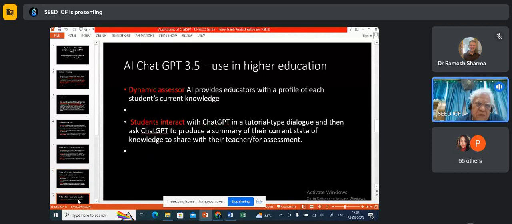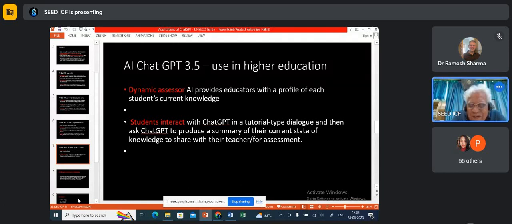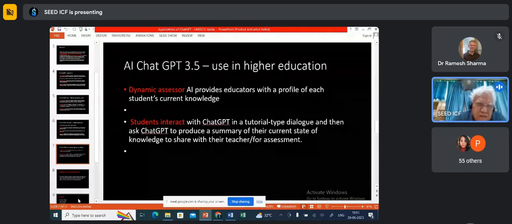Now, coming to the issue of the dynamic assessor, the AI provides the educator with the profile of each student's current knowledge. You know, we had just a kind of glimpse of the student when we were talking. This dynamic assessor can assess every student. It could be individual student based, and that can provide the student's current knowledge level, and then you start after that level and start discussing. This is where the dynamic assessment works.